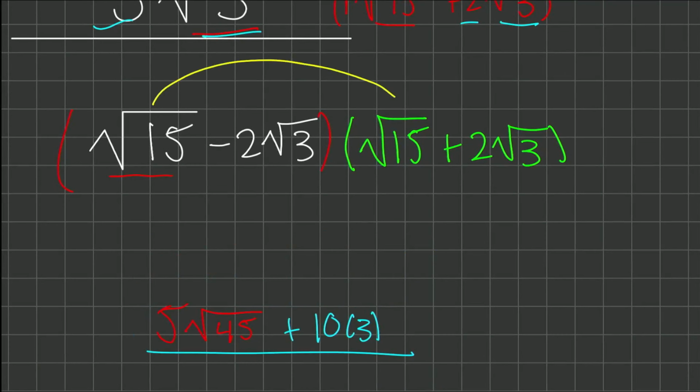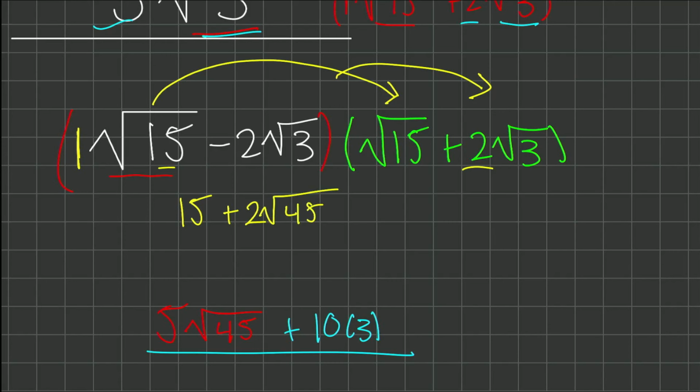So, we have this first term being multiplied by the first. Root 15 times root 15. You're multiplying it by itself, so those signs are going to cancel out. Root 15 times 2 root 3. Remember, since there's an invisible 1 here, we're multiplying this invisible 1 by this 2. We get 2, and root 15 times 3 gives us root 45.